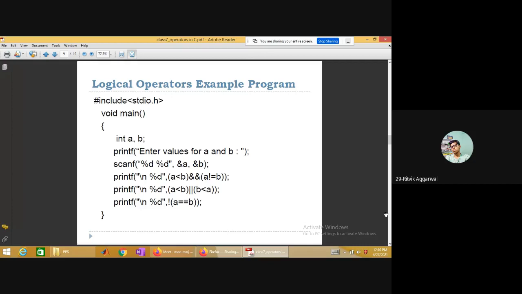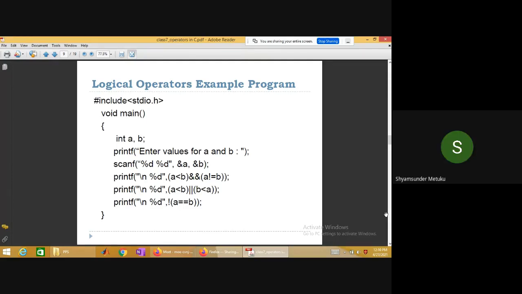1, sir. 5 less than 10, true or false? True, sir. And A is not equal to B, true or false? True. So for AND, both should be true, and true and true gives the result True. True means 1. So 1 is going to be printed in the first printf. Second printf, 1, sir.